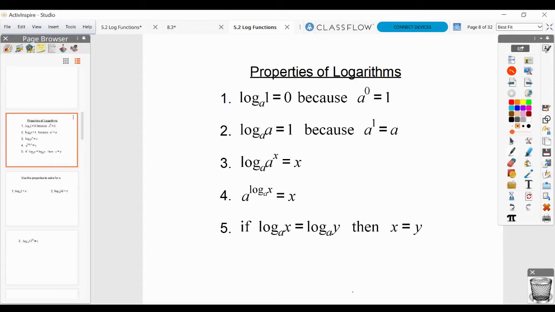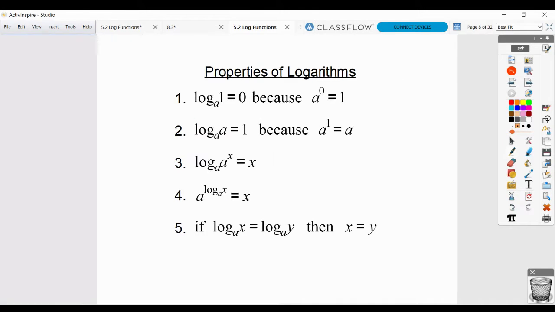Okay, today we're going to go through the properties of logarithms. And so here is a list of the properties. You can write this down if you want. Some of them are really self-explanatory. So if you look at the first one, we kind of talked about this yesterday.